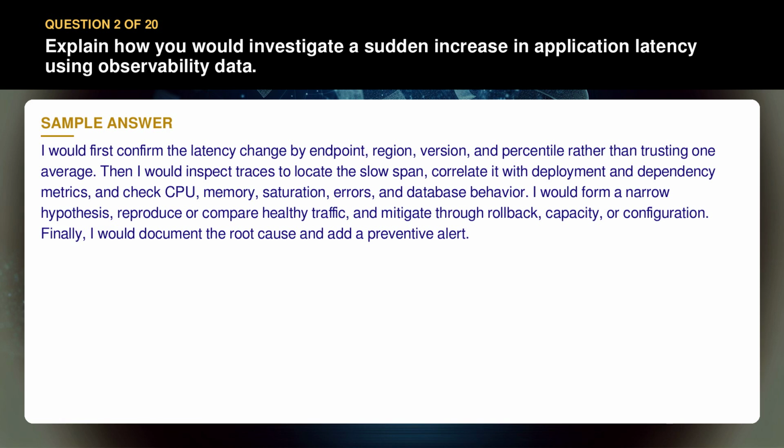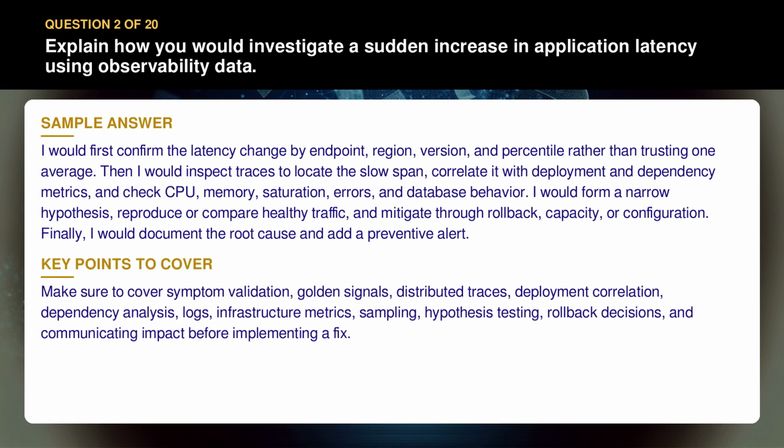I would form a narrow hypothesis, reproduce or compare healthy traffic, and mitigate through rollback, capacity, or configuration. Finally, I would document the root cause and add a preventive alert. Make sure to cover symptom validation, golden signals, distributed traces, deployment correlation, dependency analysis, logs, infrastructure metrics, sampling, hypothesis testing, rollback decisions, and communicating impact before implementing a fix.